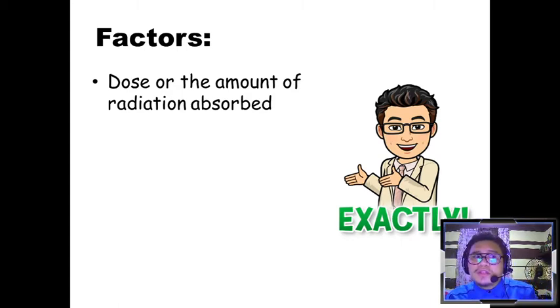But what's dangerous here is that when you receive a high amount of dosage in a short period of time, it could pose danger to you. So you have to be careful about that one.